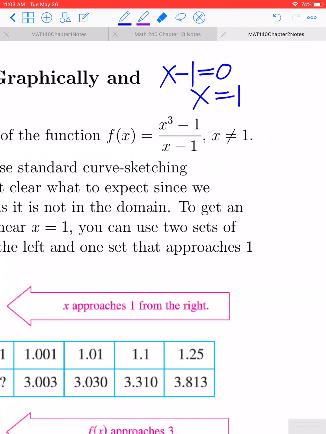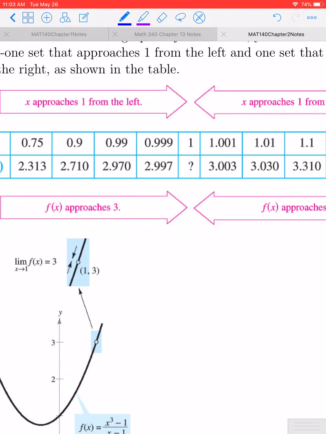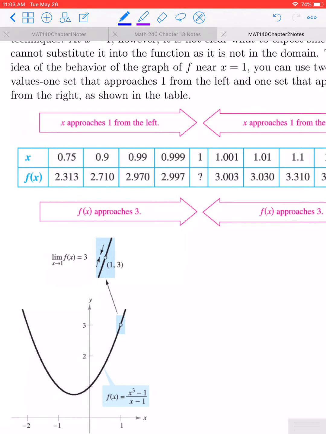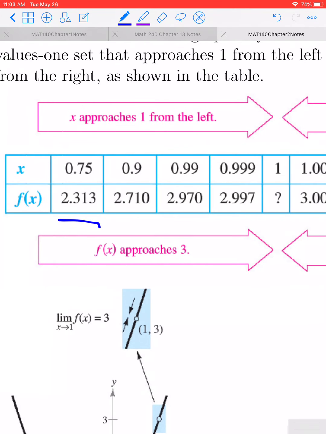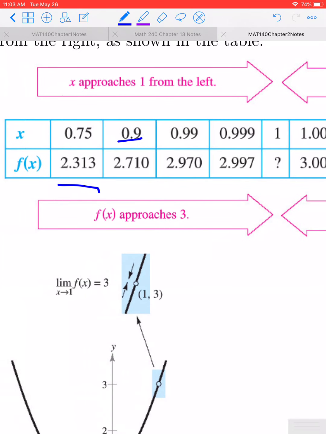But ultimately, if we're going to graph this thing, we would like to know what the function is doing near that disallowed value, the one we're not able to plug in. We know we're not able to plug 1 into the function, but we can plug any other number in. So, for example, you can plug 0.75 in, and we would get the output 2.33. Let's now pick a number a little bit closer to 1. Say, let's plug in x equals 0.9. If we plug in x equals 0.9, we get the output 2.710.